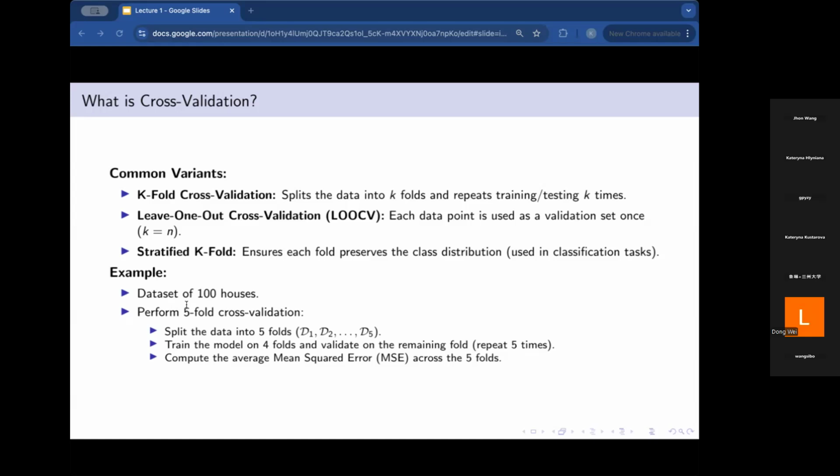And an example: consider a dataset with 100 houses. To perform a 5-fold cross-validation, we split the data into 5 folds, train the model on 4 folds, and validate on the remaining fold. This process is repeated 5 times, each time using a different fold as the validation set. And finally, compute the average mean square error across all 5 folds to assess the model's performance.